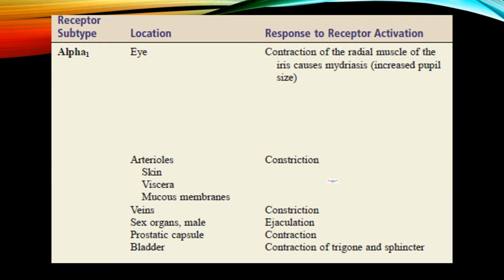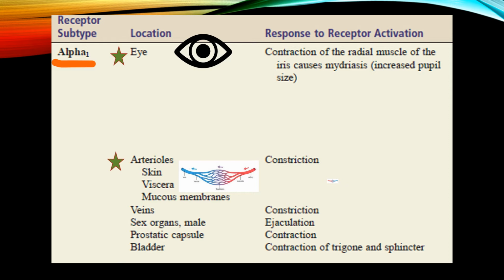As a review of the receptor subtypes, the alpha 1 is located mainly in the eye. The response will be contraction of the radial muscle of the iris causing mydriasis, or increased pupil size. In the arterioles of the skin, viscera, and mucous membranes, it can have a response of constriction. In the veins, you can also have constriction. In the sex organs in males, ejaculation. In the prostatic capsule, we have contraction. And in the bladder, contraction of the trigone and the sphincter.